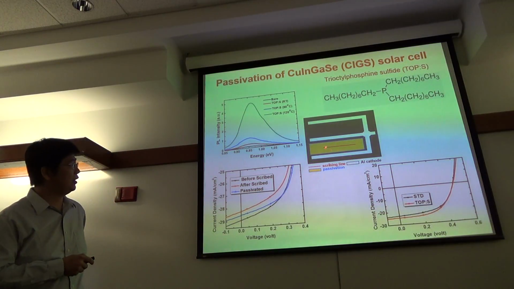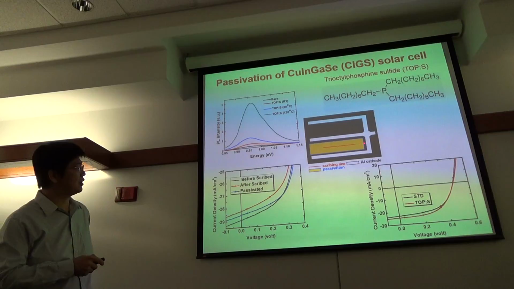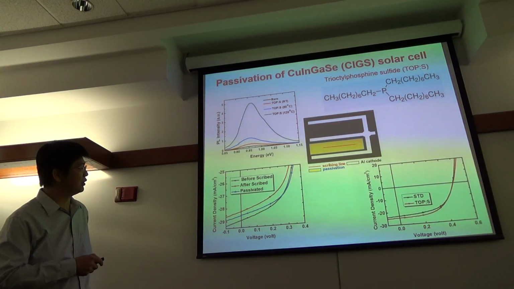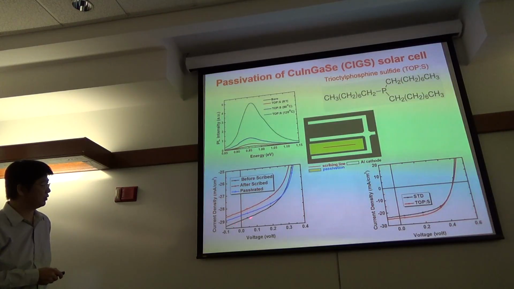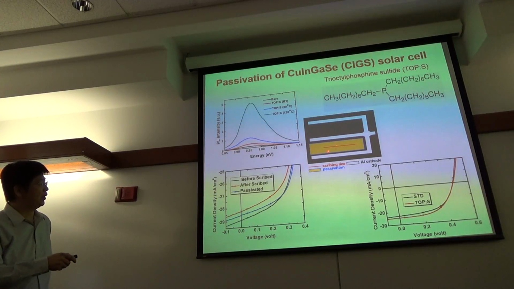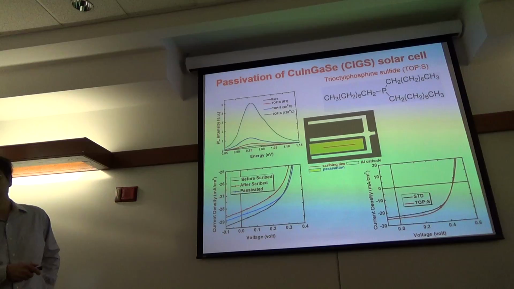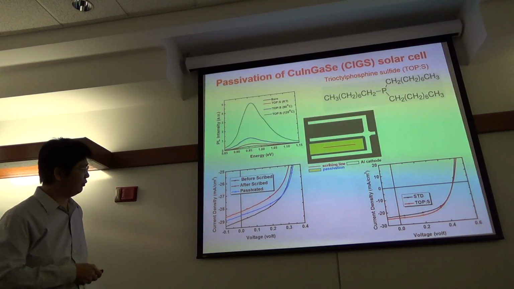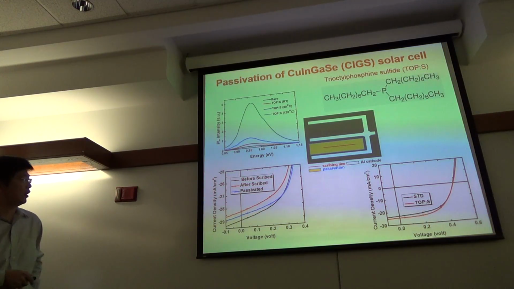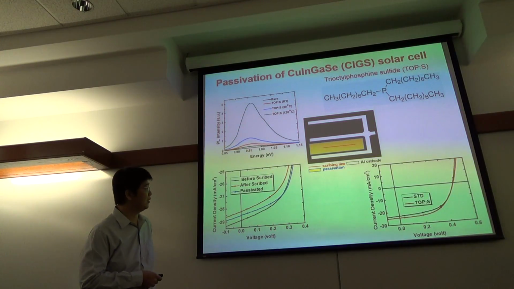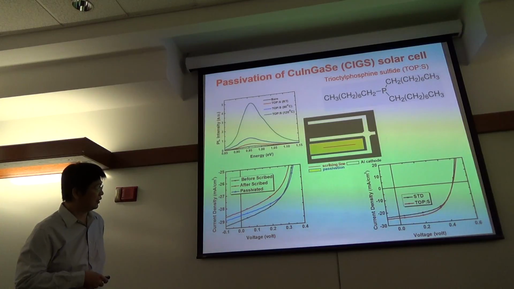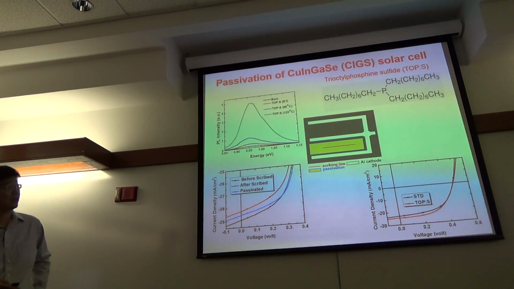So as we can see here, if we intentionally scribe something here, then that will result in the loss in VOC. The black line is before scribe, so that's good. But after scribe, you see the loss in the JSC. But we can use top S, just one drop here, to make up the defects, to passivate all the defects, so we can recover some. Which means they will have about a 10% improvement in the efficiency for this kind of CIGS.